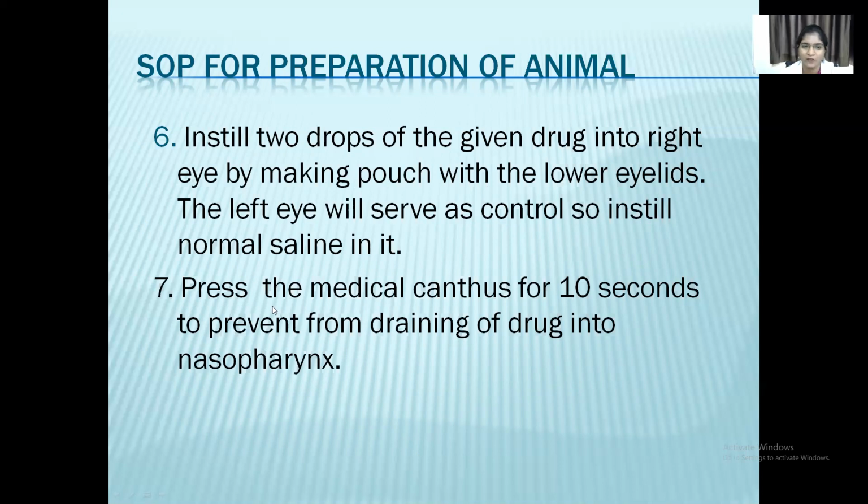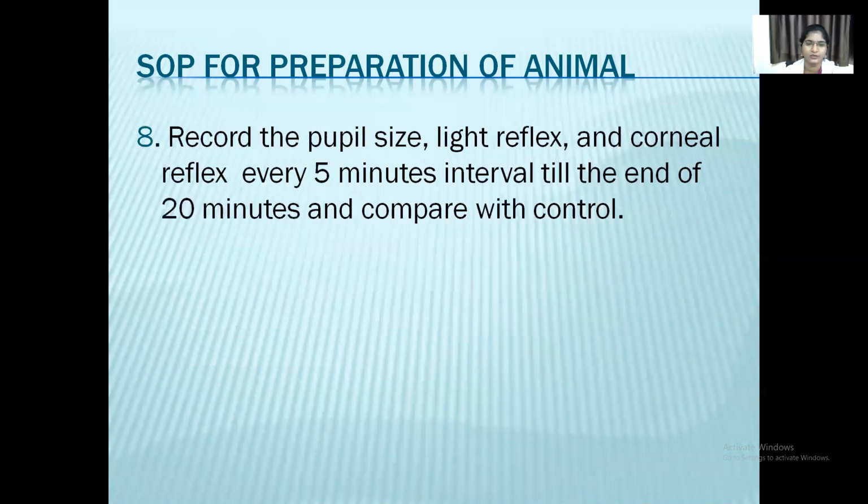Then after that, press the medial canthus for 10 seconds to prevent draining of the drug into the nasopharynx. Then finally record the pupil size. You have to check pupil size, light reflex and corneal reflex at 5 minute intervals until the end of 20 minutes and compare with the control eye. So these are the points of standard operating procedures for preparation of the animal.